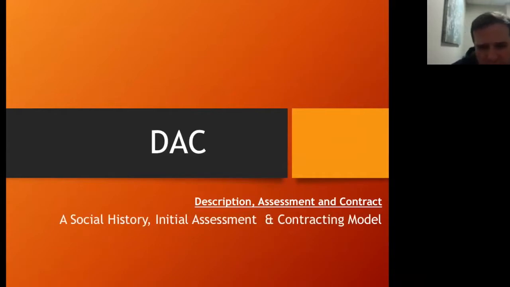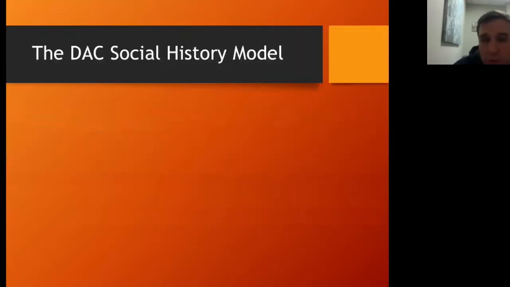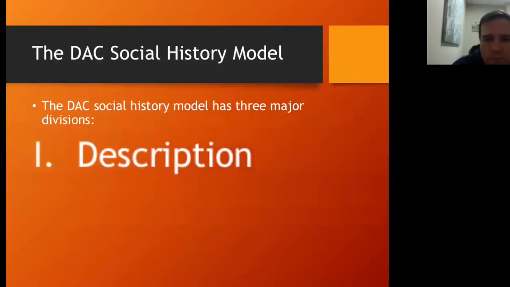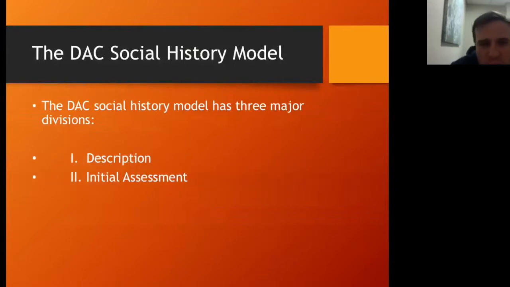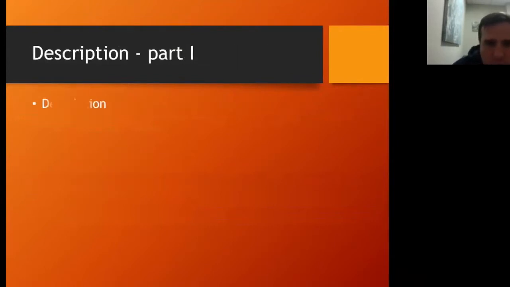So notice that this social history comes before the initial assessment. And I want you to think about your agencies and where the social history falls in this construct. Usually in agencies, it'll be the initial assessment, then the biopsychosocial history, then contracting. So it's interesting that the DAC wants us first to look at the person within the social model, right? So the social history model has three major divisions: description, assessment, contract. So what does each one of those look like?